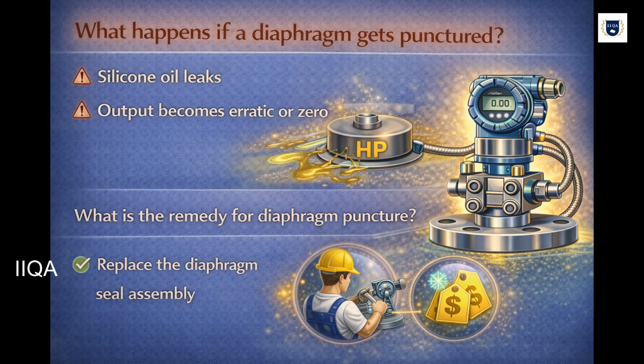What happens if a diaphragm gets punctured? Silicone oil leaks. Output becomes erratic or zero. What is the remedy for diaphragm puncture? Replace the diaphragm seal assembly.